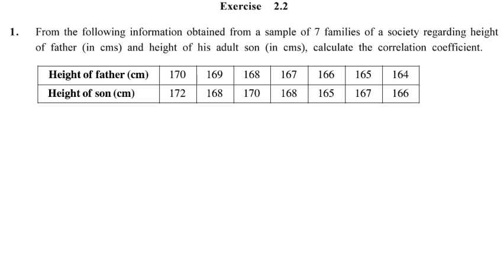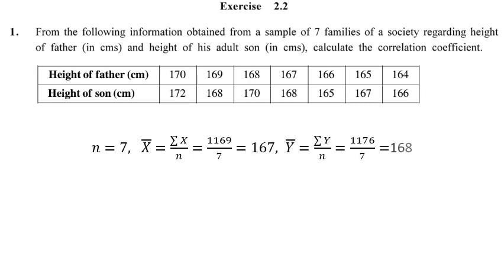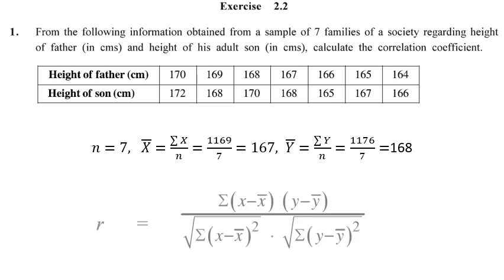The information is given for the sample of 7 families of a society regarding height of father and the height of his son. We have to calculate the correlation coefficient between these two data, starting with mean of x, that is height of father, and mean of y, that is the height of son. If you check out the data, the means of both father and son are integers, 167 and 168. That means we can use the x bar y bar method.